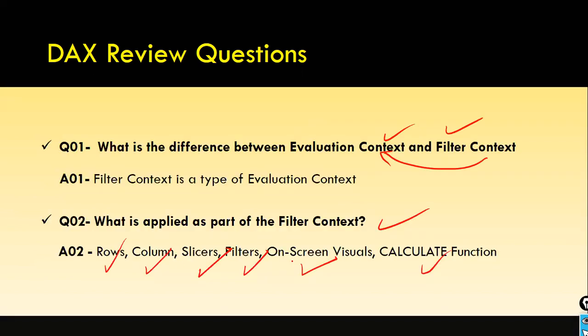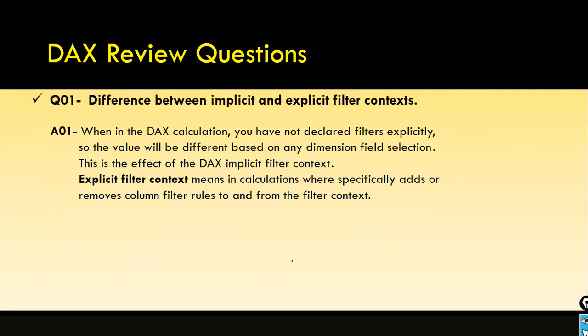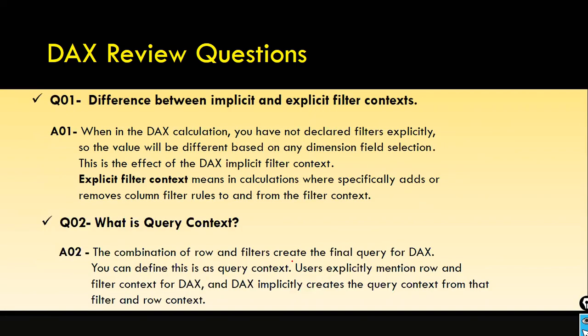Now you understood, right? What are rows and columns? Now you understood. The next one is the difference between implicit and explicit. I already explained that. And what is query context? The combination of row and filters creates the final query for your DAX. You define this as the combination of row and filter. That is what I said earlier. If they ask you what is query context, don't tell me that I did not cover it.